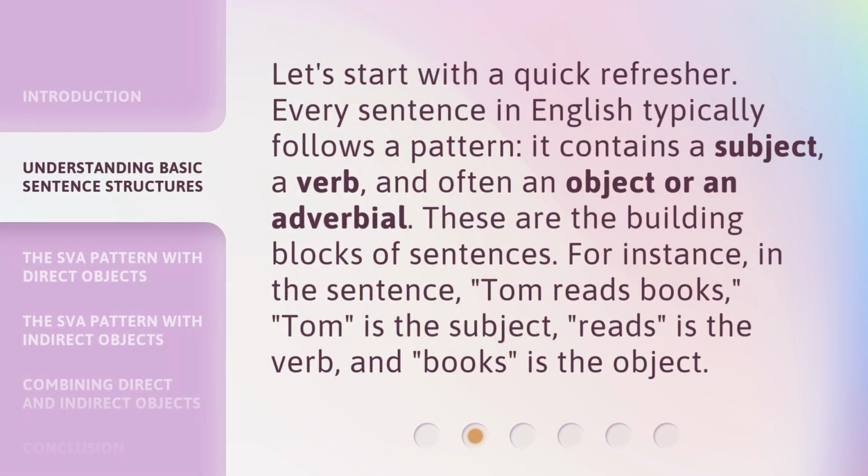Let's start with a quick refresher. Every sentence in English typically follows a pattern. It contains a subject, a verb, and often an object or an adverbial. These are the building blocks of sentences. For instance, in the sentence, "Tom reads books," Tom is the subject, reads is the verb, and books is the object.